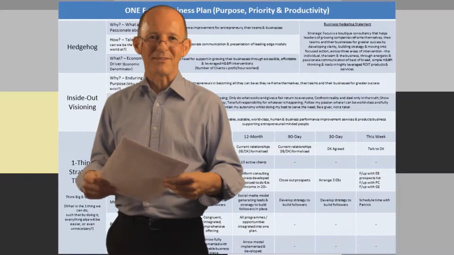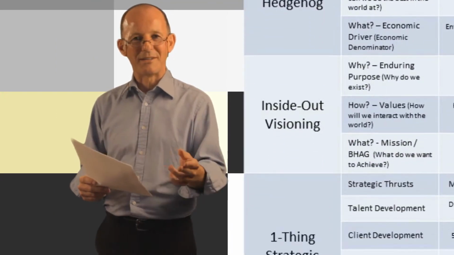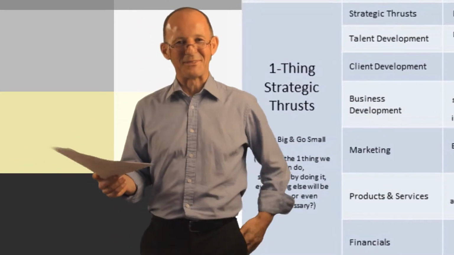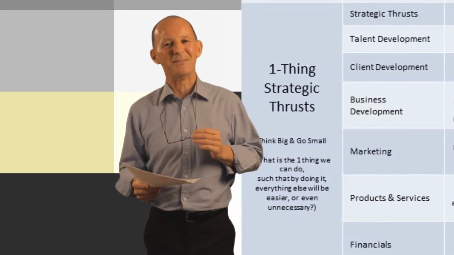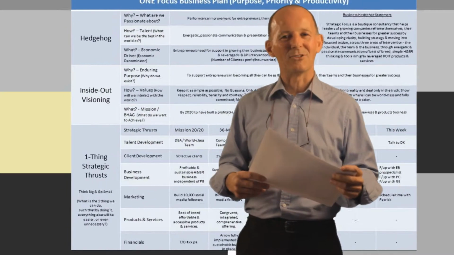There are three parts to it. The first one is called the business hedgehog. The second one is called inside out. And the third one is called what is the one thing I can do such that by doing it, everything else will be easier or even unnecessary. So let's start at the top. Let's start with the hedgehog.